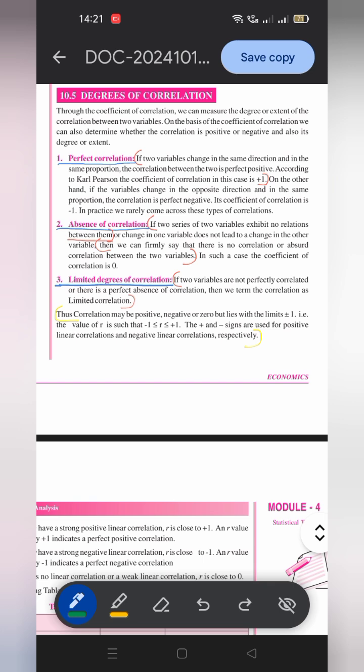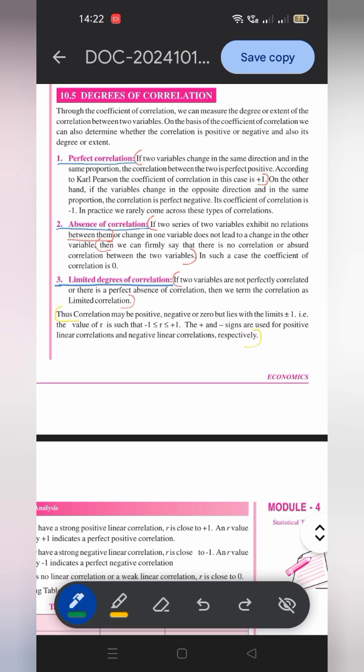Degrees of correlation. Perfect correlation. If two variables change in the same direction and in the same proportion, the correlation between the two is perfect positive. According to Karl Pearson, the coefficient of correlation in this case is positive 1.